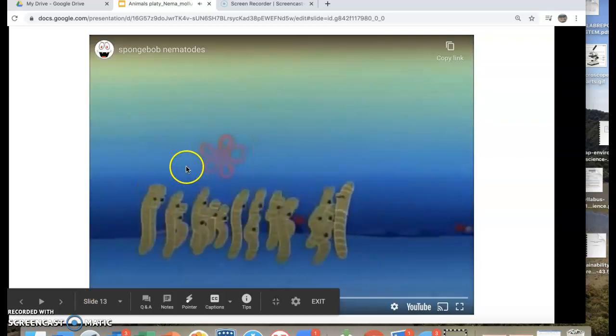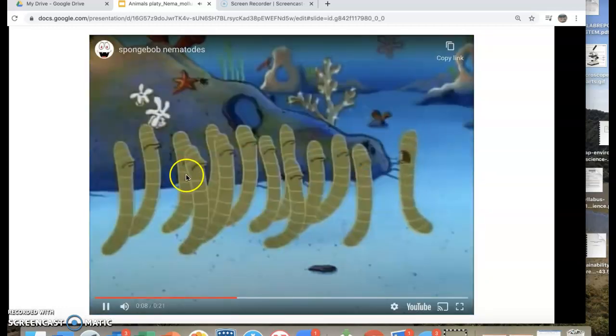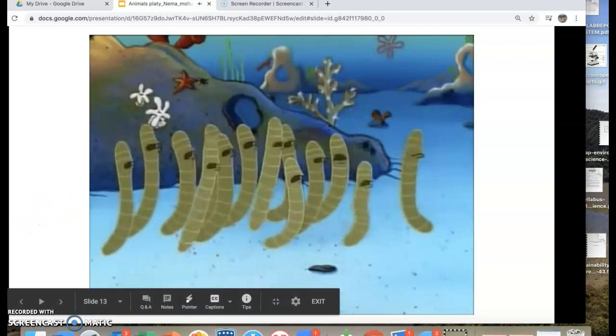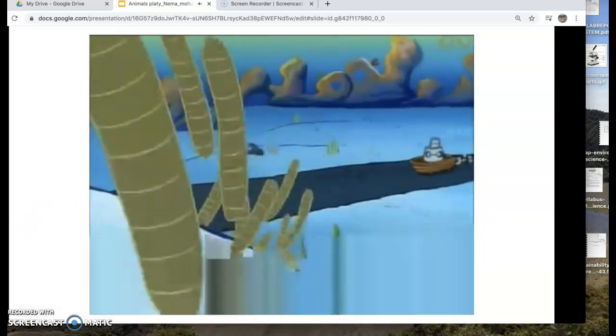And I will leave you with this SpongeBob. Still hungry. Still hungry. Still hungry.